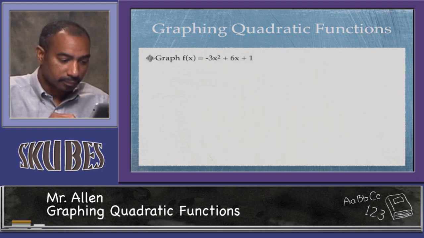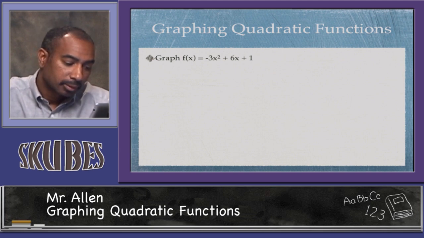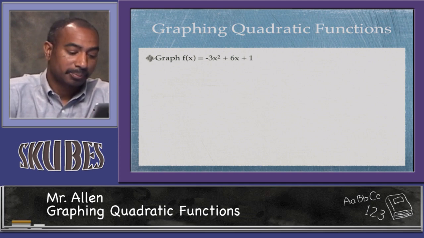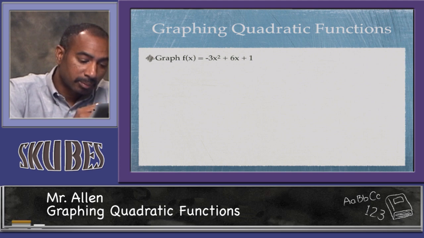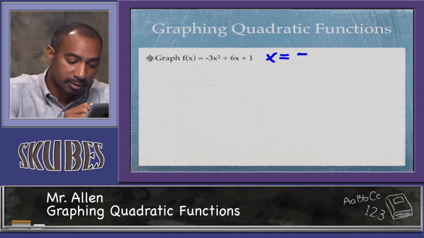All right, what about quadratic equations that have a leading coefficient other than 1? This one has a leading coefficient of -3. You're going to do it the same way though. So I'm going to find the axis of symmetry. x equals negative, and b in this case is 6, over 2 times a. A is -3. My leading coefficient is -3.